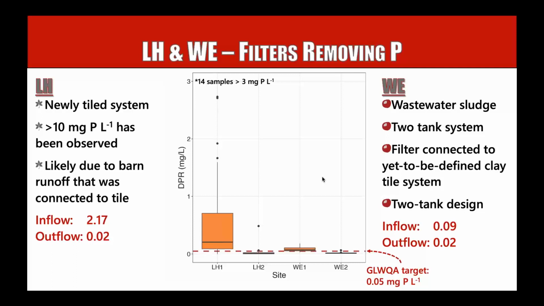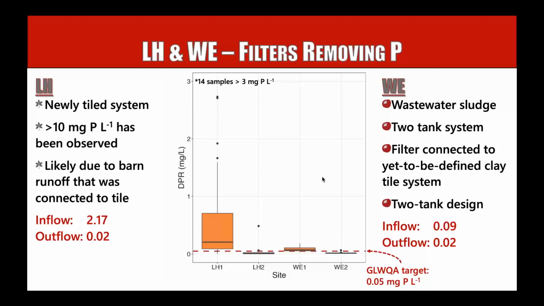And this just shows you how effective these phosphorus filters can be. We have two sites here. At LH, to orient you, that dashed line is our goal for the Western Lake Erie Basin. At LH, you'll see that the concentrations there are over 0.5. And then the outflow, LH2, is 0.02. So we have inflow that's pretty high and outflow that's 0.02, below that threshold that we're trying to meet.